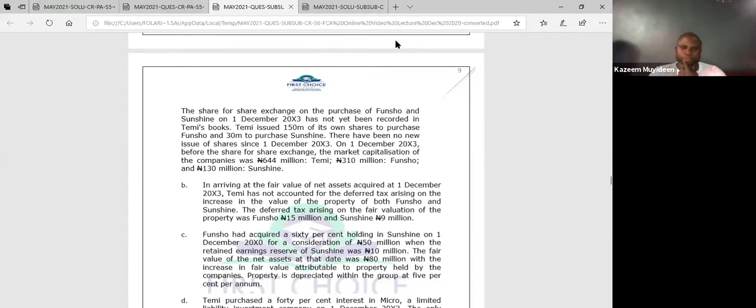Funsho acquired 60% in Sunshine. That means subsidiary Funsho has control over Sunshine. But the ultimate parent has control over Funsho on 1st December 2003. Funsho has control in 2000. Therefore, the date of acquisition for both subsidiaries is 2003. With this, I can now draw the diagram, consolidate.